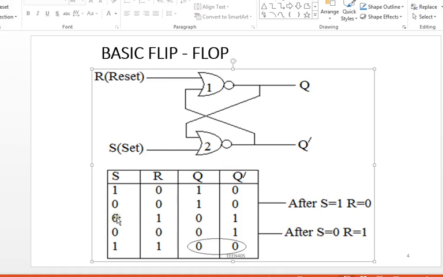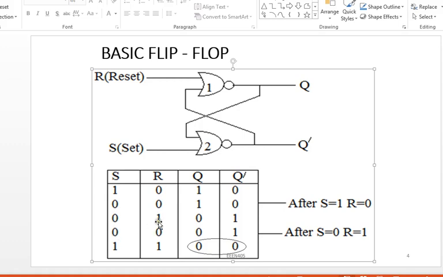The next one is where we change our reset to 1 while the set is 0. In this case, you can see that one of the inputs to gate 1 is 1, which makes the output automatically 0. So this 0 together with my set, which is 0, should give me 1 for the other output, as you can see here.